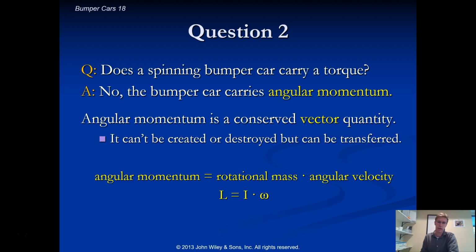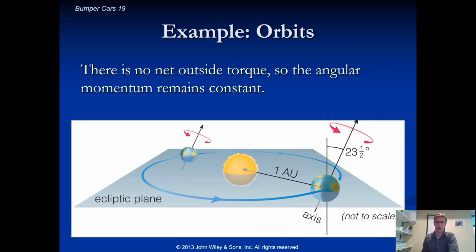Now notice, again, we're running out of letters, so for angular momentum, we use the capital letter L to define angular momentum. So as I mentioned earlier, if you have a system that's free of any net external torques or outside torques, then angular momentum will remain constant. A cool application of this is actually orbits.